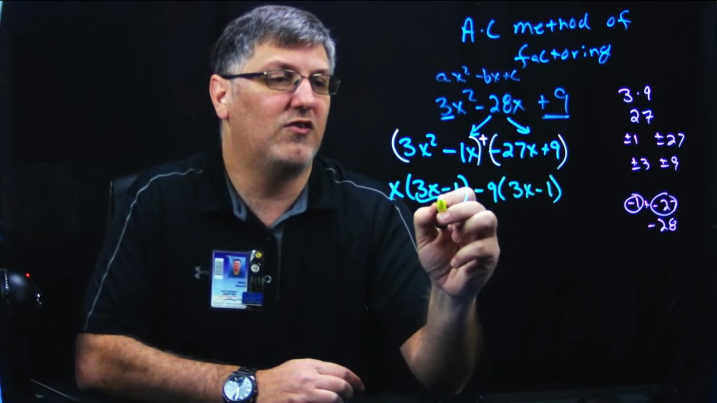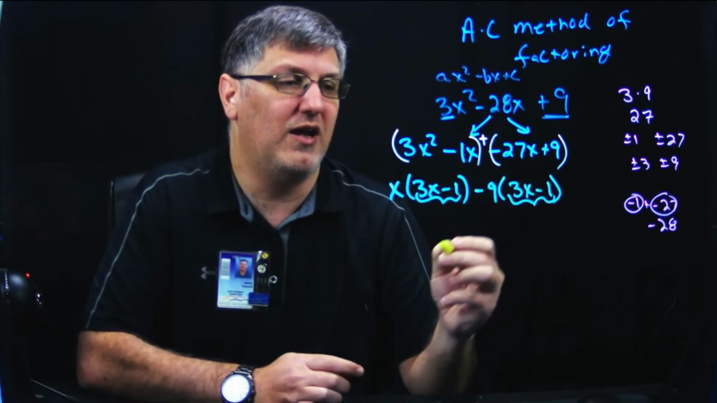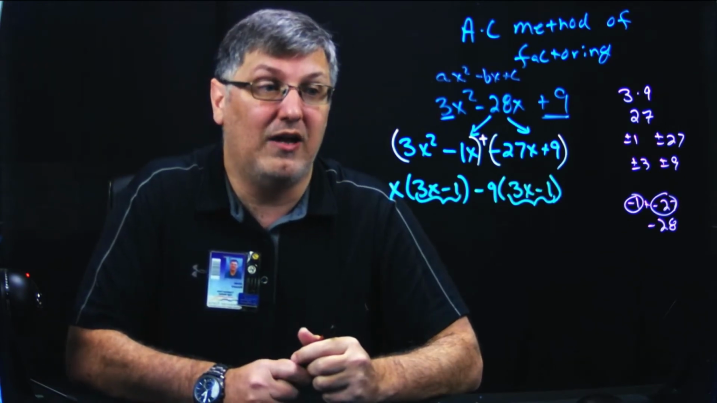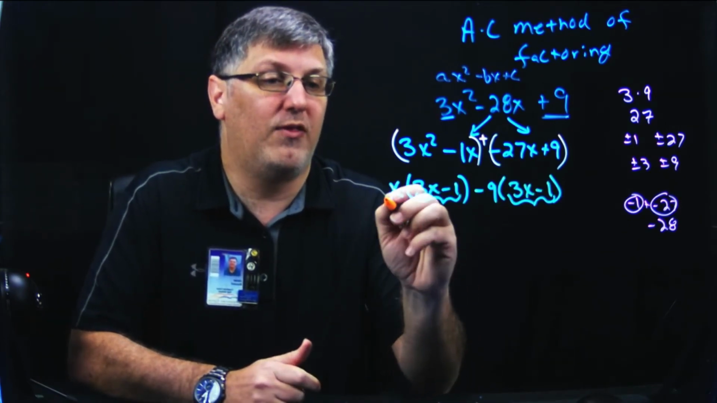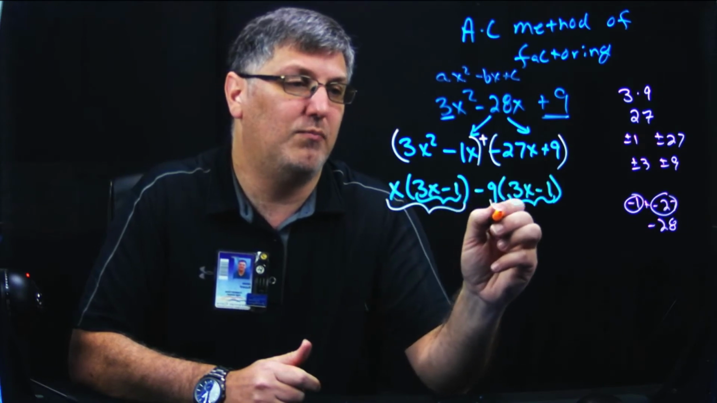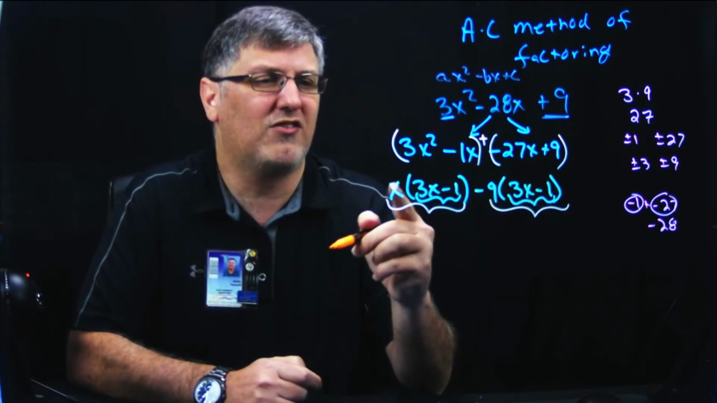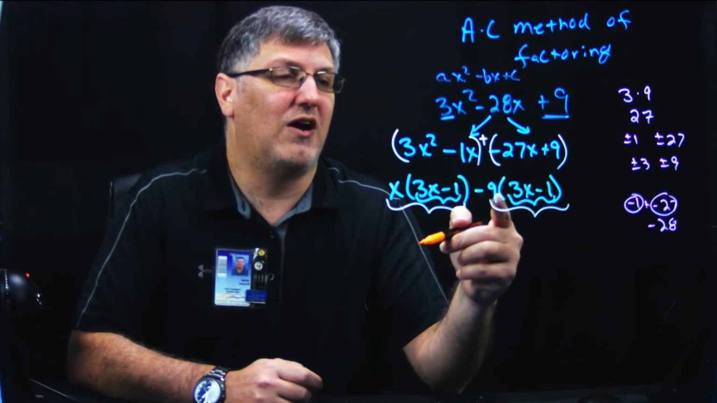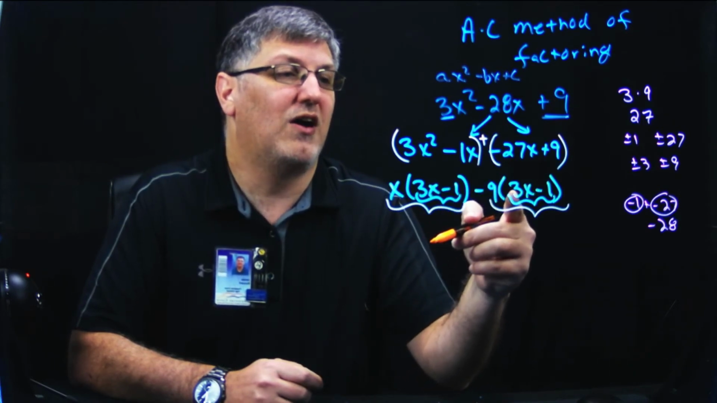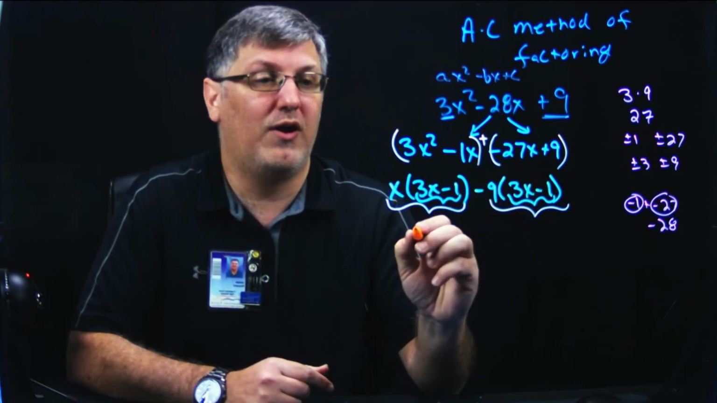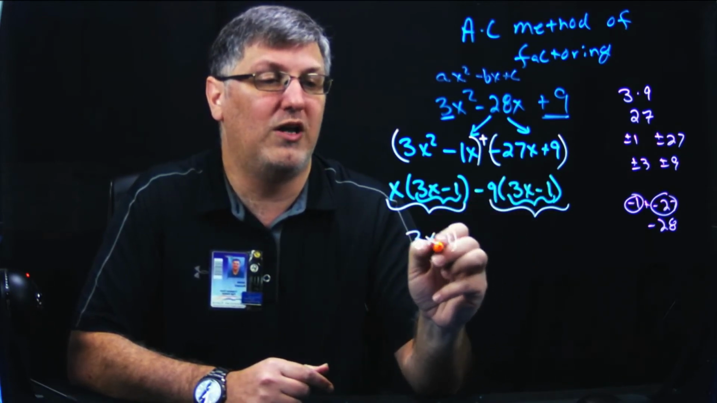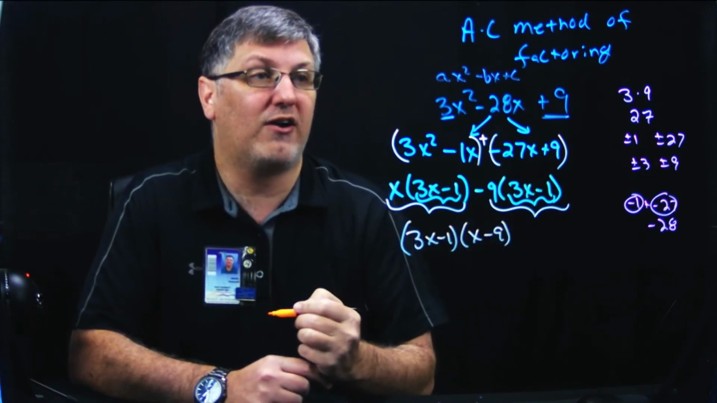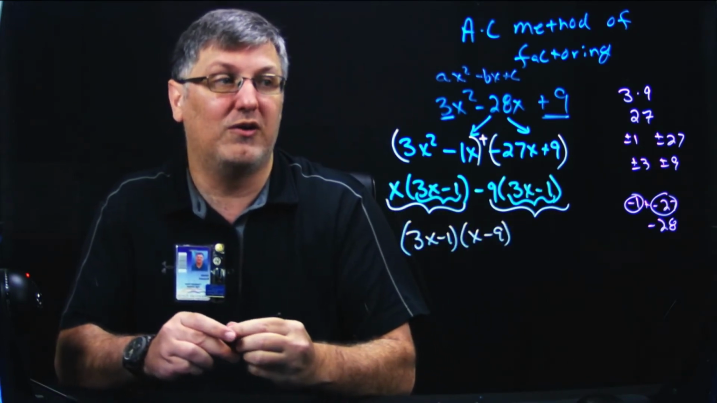Now, if you noticed, this term and this term are the same. If you have done it correctly, those terms will be the same. Now, I'm going to look at this big term here and this big term here and say, hey, x times 3x minus 1 and negative 9 times 3x minus 1, what do they have in common? Well, they have a 3x minus 1 in common, and that leaves me my x minus 9, and you're fully factored, and that is the AC method of factoring.